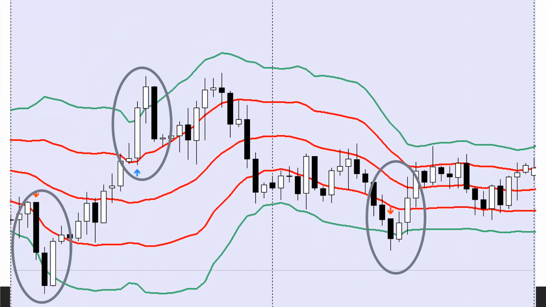The blue arrow tells you it is outside of Bollinger Band. Be careful, look out, don't do anything. And then it comes back in. And then on the right side here, you see, even if it's slightly outside of Bollinger Band, red arrow comes out, tells you to be careful. Next move is back into Bollinger Band.